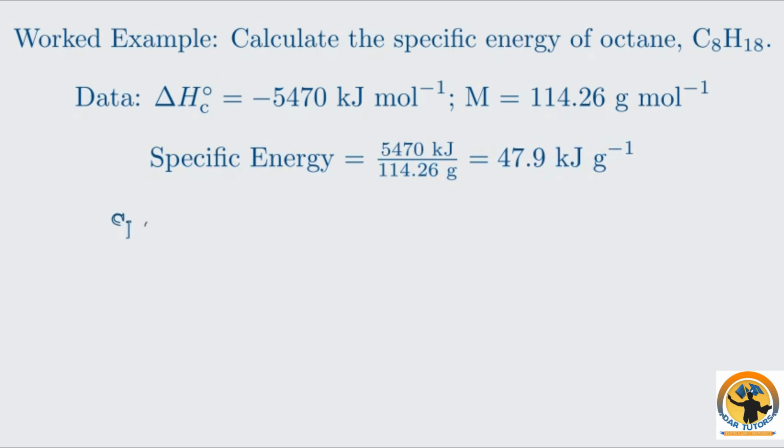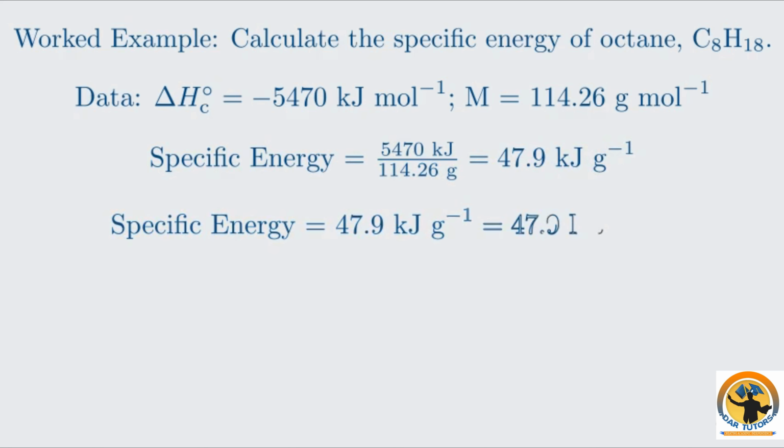We can convert this to the more common unit, megajoules per kilogram. Since 1 megajoule is 1,000 kilojoules, and 1 kilogram is 1,000 grams, the value is numerically the same, 47.9 megajoules per kilogram.